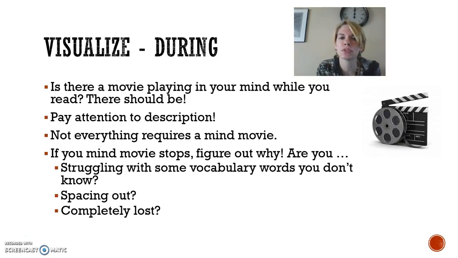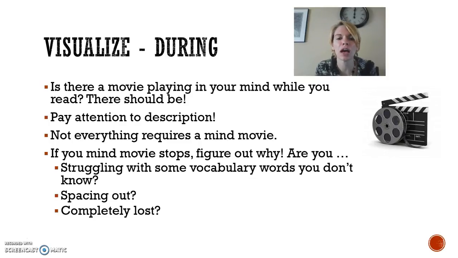Visualizing is something that happens during reading, while you're actually reading. Is there a movie playing in your mind while you are reading? There should be. Pay attention to description. Not everything requires a mind movie. Things that are describing the scenery, describing character reactions, that's all going to require a mind movie. Sometimes the author will step back and provide general thoughts or reflections, or start really diving deep into the themes. You can't really picture that, but when they're describing something that's actually happening in the plot, that's when that mind movie should be on.